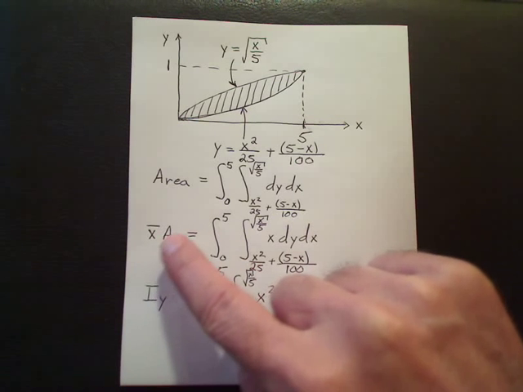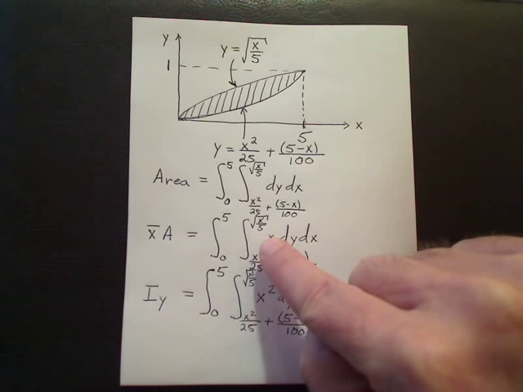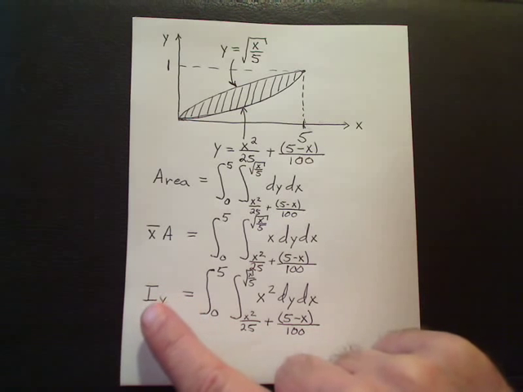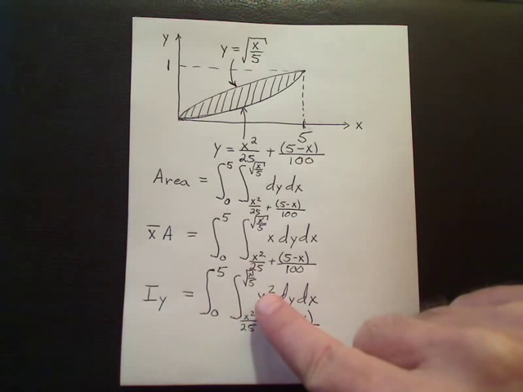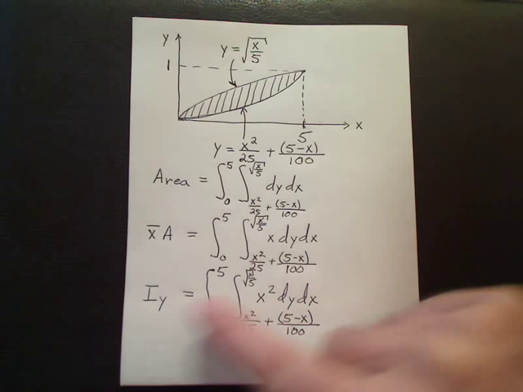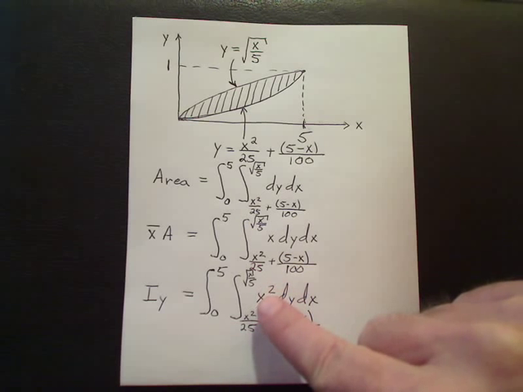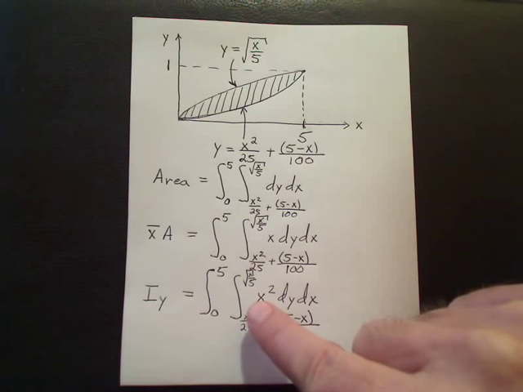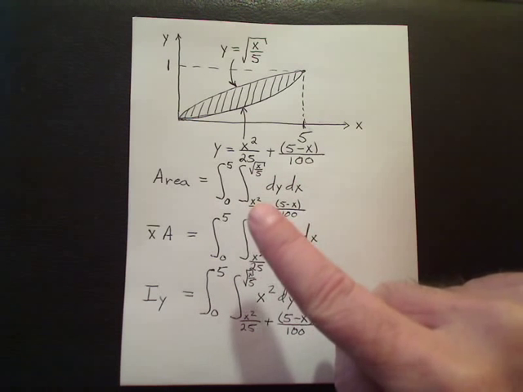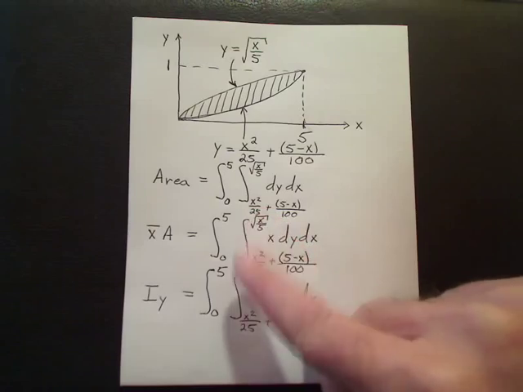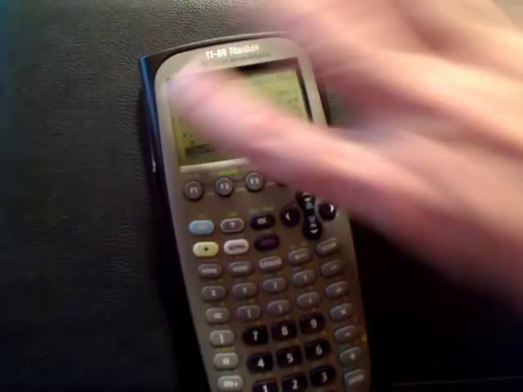We can do the same thing with y. For y bar A, we just stick a y in the integral. We also get some moments of inertia. To get Iy, we stick x squared in the integral. To get Ix, we stick y squared in the integral. And to get the product of inertia, Ixy, we put the product xy in there and just integrate it out. The integrand is the only thing that changes.